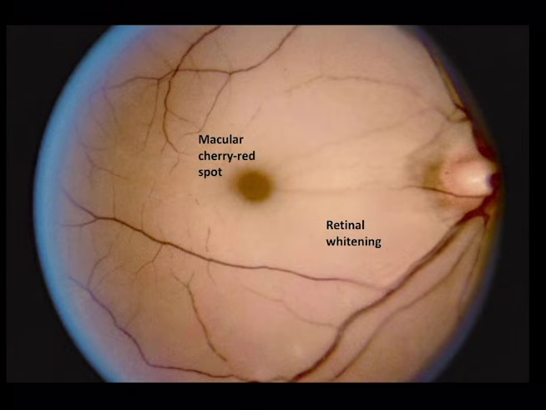And in contrast to central retinal artery occlusion, branch retinal artery occlusion affects only a branch of the retinal artery, so retinal whitening will be a focal rather than diffuse finding. Although these patients will present with visual field defect, loss of central vision can be minor.